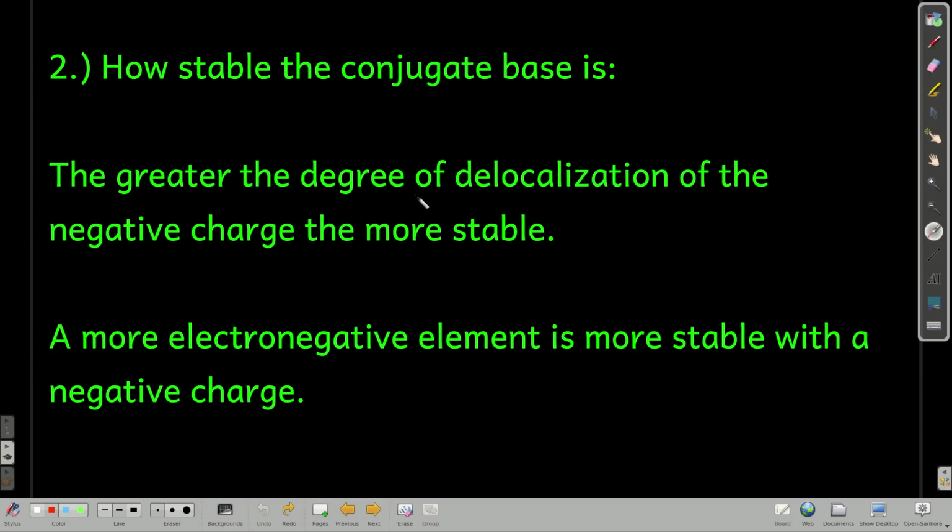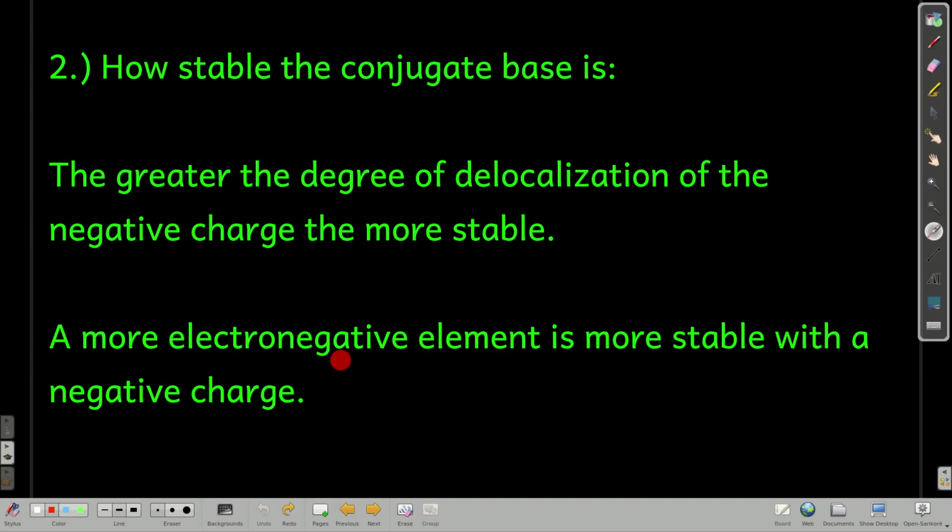One really important thing is delocalization. If we can spread out that negative charge over a bigger area, that's going to be more stable than having it localized on a single atom. And the way that we can tell if a charge is delocalized is by resonance forms.